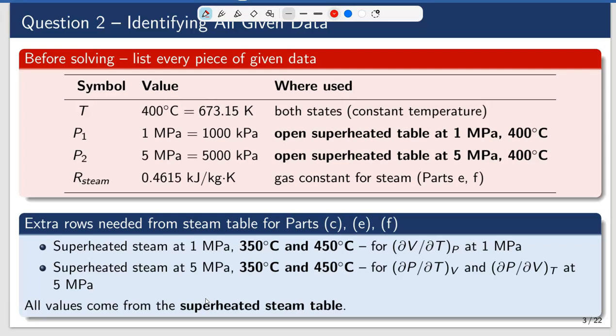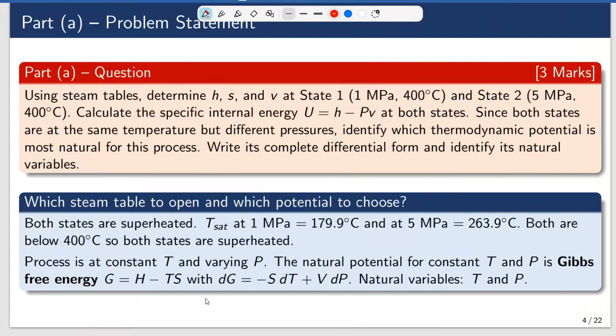And another to calculate dou P by dou T at constant V and dou P by dou V at constant T. So at 5 megapascal we need another data. So 5 megapascal 350 degree centigrade steam table data, and 5 megapascal and 450 degree centigrade steam table data. So all values come from the superheated steam table. So this data actually we need to calculate all these 6 parts.